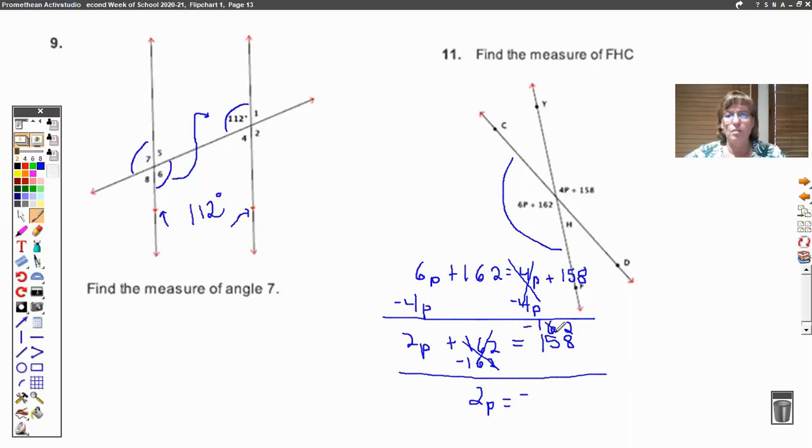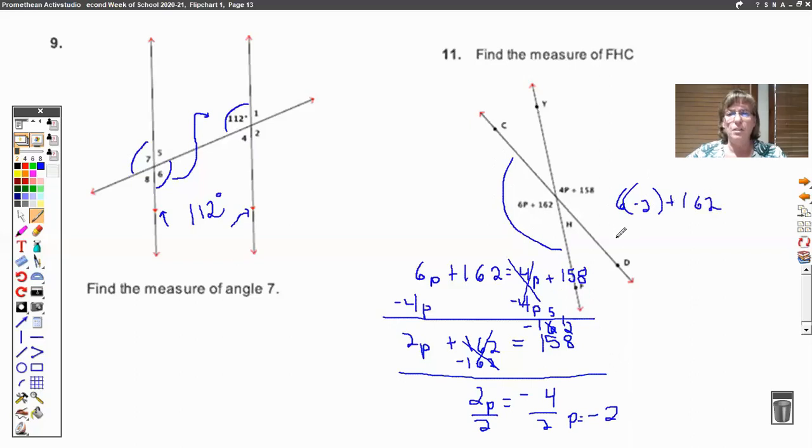And then I'm just going to do the math. So I have to borrow, and I end up with 12 minus 8, which is 4. I divide both sides by 2 so that p is equal to negative 2. Now I'm not looking for p. What we're actually looking for is this measure right here. So we have to now substitute. So we'll do 6 times negative 2 plus 162.